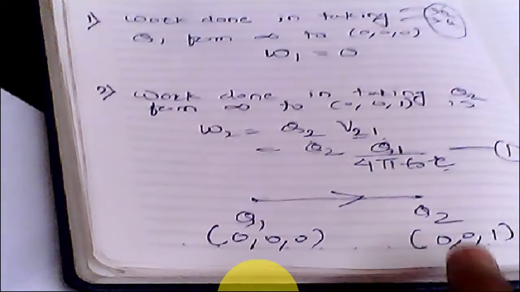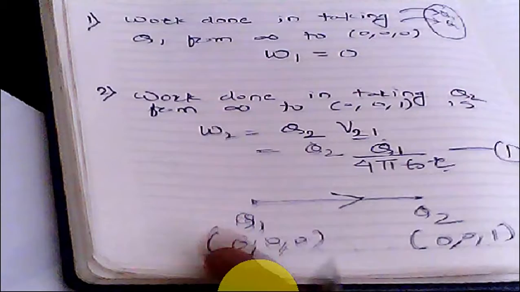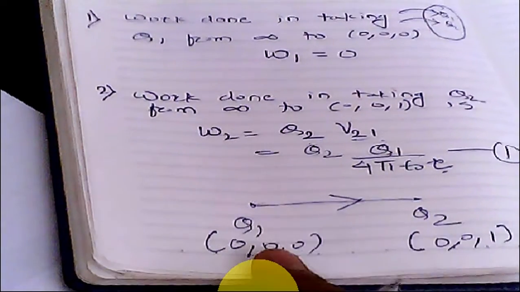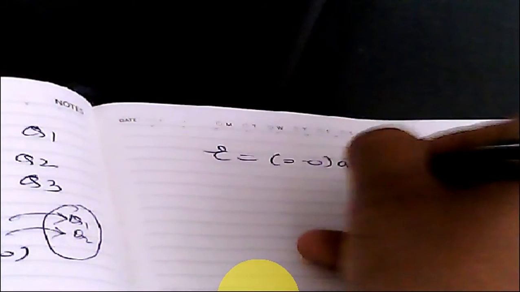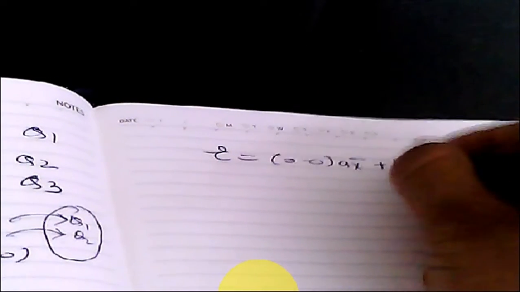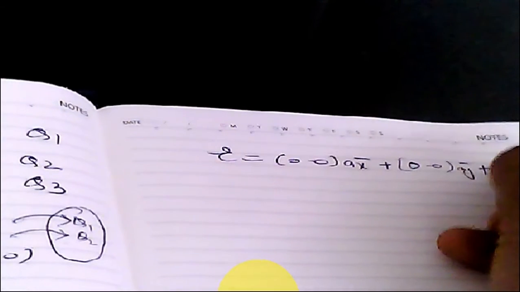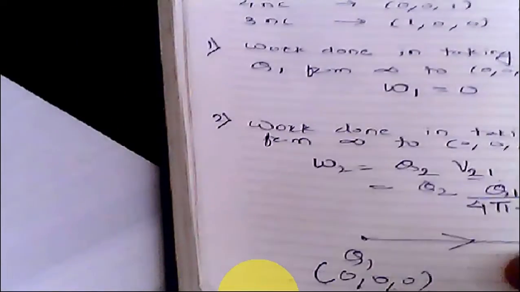So what is the distance? It is a Cartesian coordinate system, so 0 minus 0 AX bar, 0 minus 0 AY bar and 1 minus 0 AZ bar. So what is the distance I can calculate? I can calculate this distance as R. R is equal to 0 minus 0 AX bar plus 0 minus 0 AY bar plus 1 AZ bar, and this is R bar. This is a vector, so I can denote that this is the distance vector R bar.